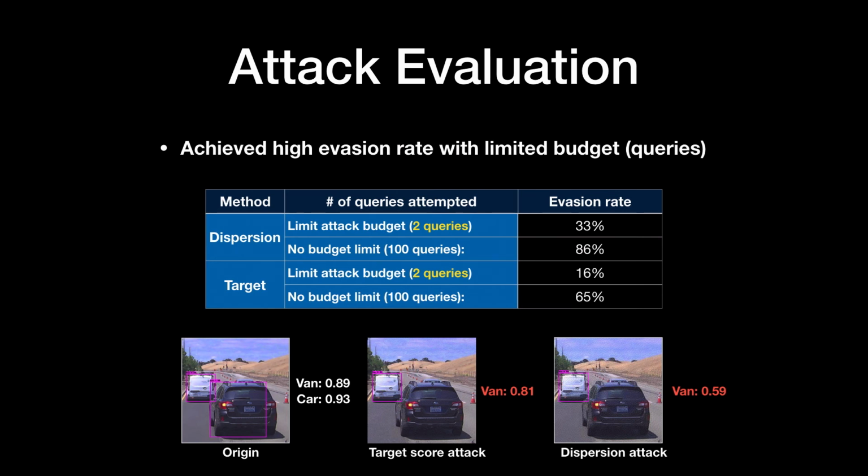The image down below shows the effectiveness of this attack. By using the target score attack and the dispersion attack, the object detection API won't be able to tell the black SUV in the image. And even though it can detect the white van in the image, the confidence score is significantly lowered.